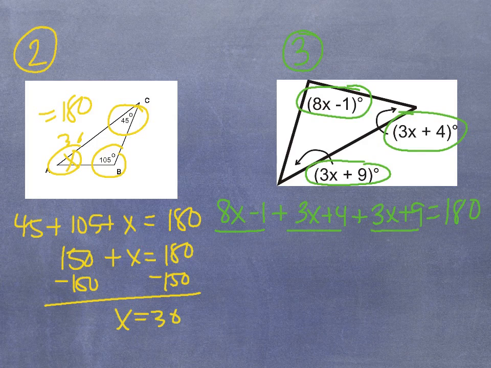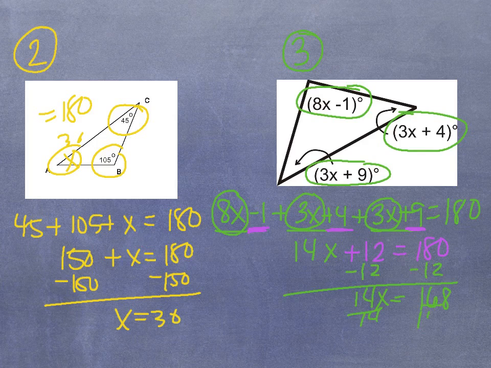Three angles in a triangle. And from here, you know the deal. Just add them all up and solve for x. If I combine my like terms, 8x plus 3x plus 3x gives me 14x, and then I put my ones together, negative 1 plus 4 plus 9, and I get a positive 12 equals 180. Then I would subtract 12, and I get 168 equals 14x. Divide by 14, and I get that x is 12.